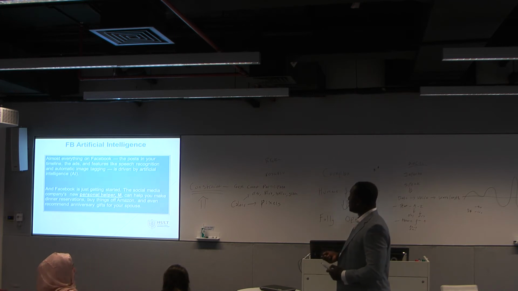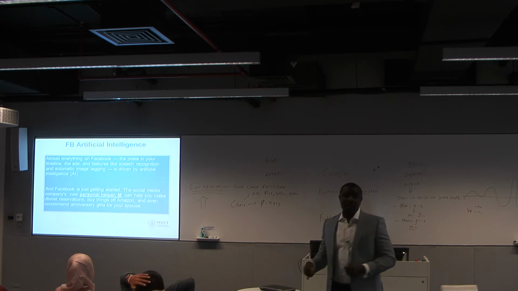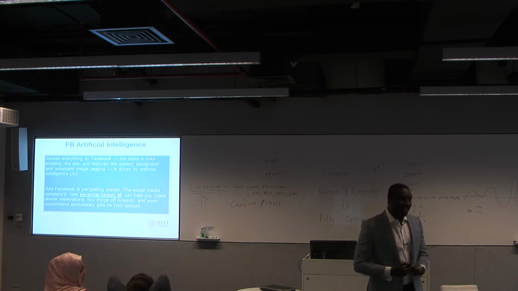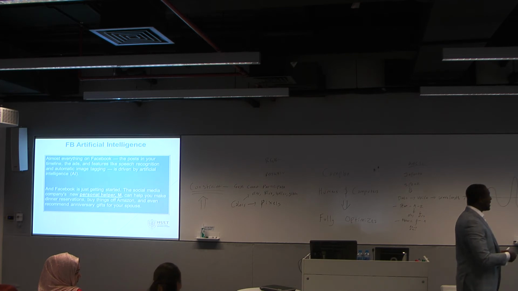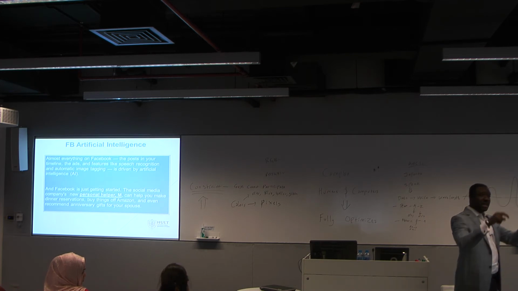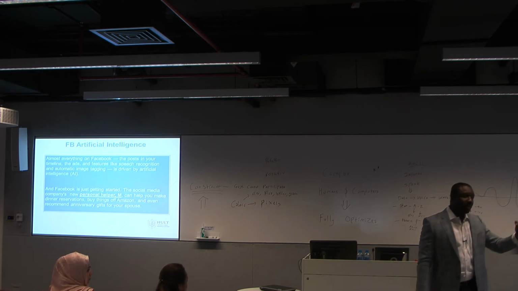The social media company's new personal helper. Have you guys used this before? So look out for this. It can help you make dinner reservations, buy things off Amazon, and even recommend gifts for your spouse. That is what you call artificial intelligence. It knows the kind of restaurants that you go to, and it can make a reservation if the prices are low, and it feels that price is lower than the average price that you pay. It can buy that for you.